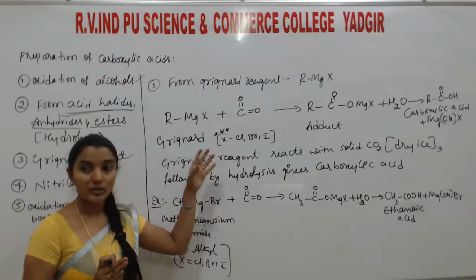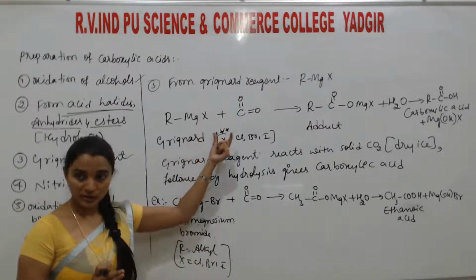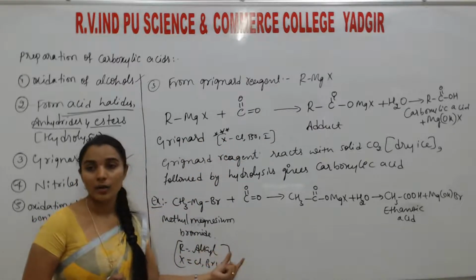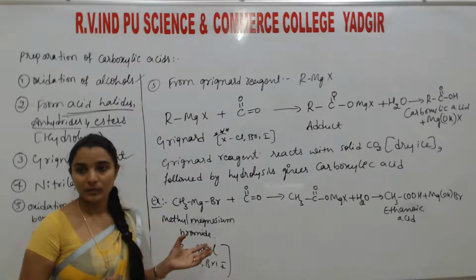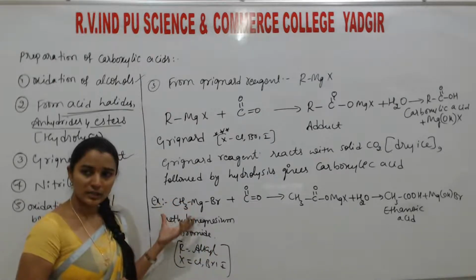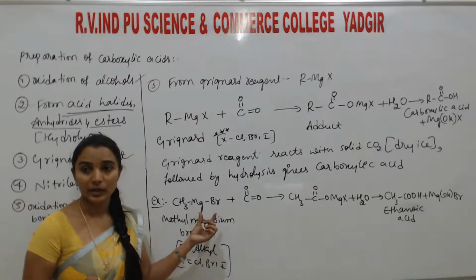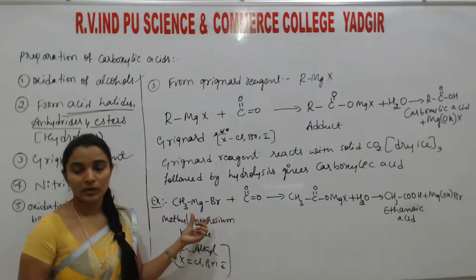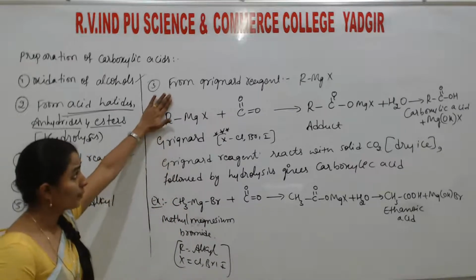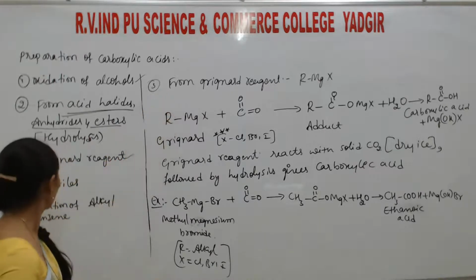You cannot take R as an aryl compound, meaning a benzene ring, because as I told you, Grignard reagent means the scientist Grignard discovered this type of reagents. So that is only made up of what? Alkyl compounds, not benzene ring. Understood? You may take CH3, C2H5, C3H7, whatever, but that must be aliphatic, not aromatic. Alkyls. Okay? So this is the preparation of carboxylic acids from Grignard reagent.